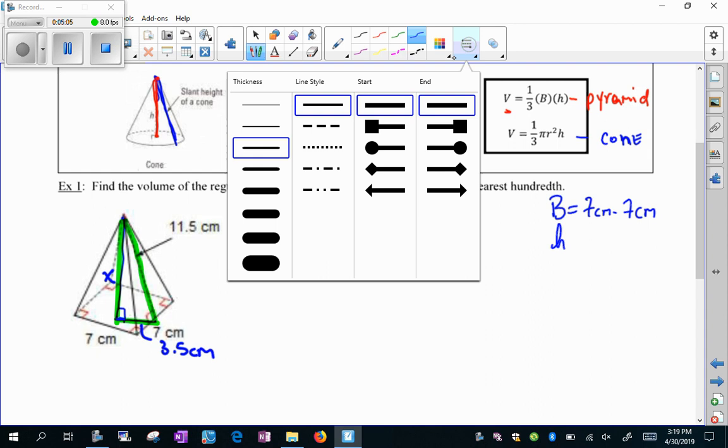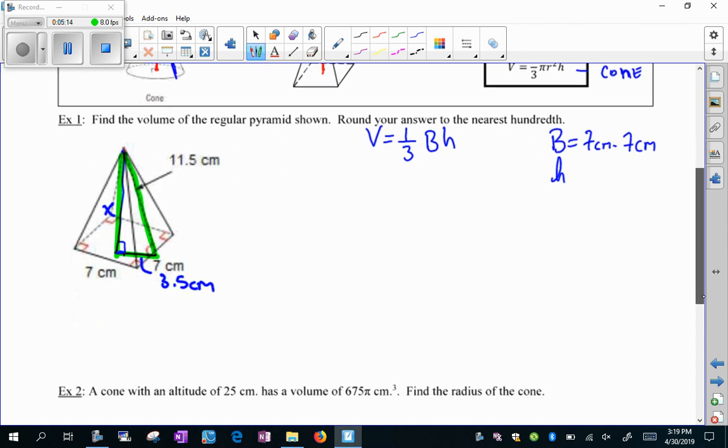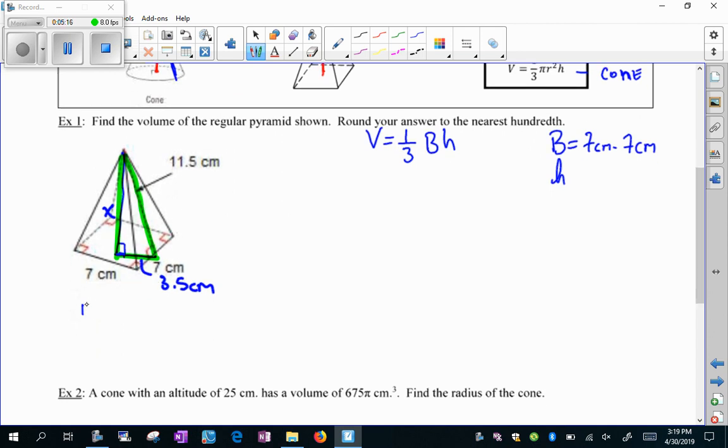So I'm going to set up my equation, obviously using the Pythagorean theorem. So let's go down here, I'm going to have 11.5 squared equals 3.5 squared plus x squared.